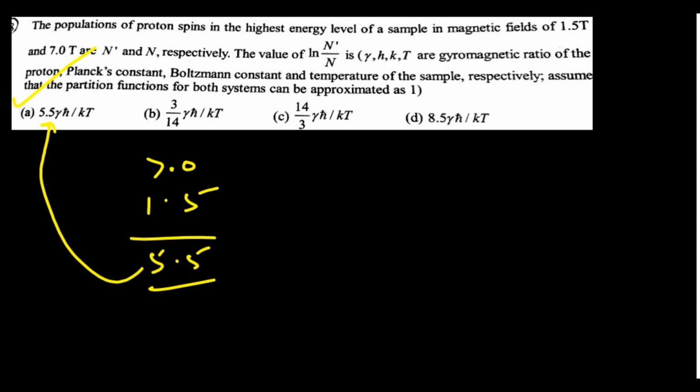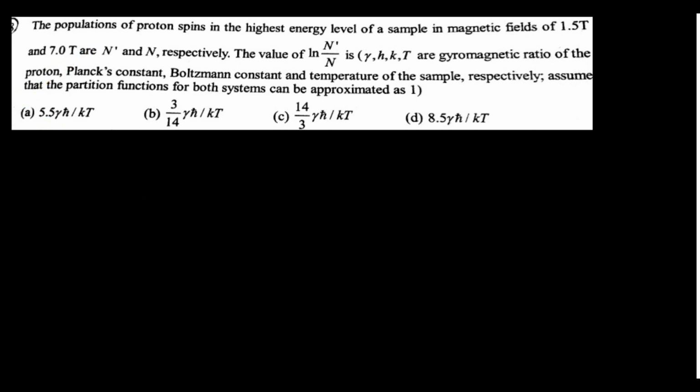But if you want, you can go for the physics also. Let me erase the things which I have shown you. Here, first of all, I am writing the population of the nuclei in the excited state. The question says the excited state is n dash and the ground state is n. The population of proton spins in the highest energy level of the sample: when you have the magnetic field of 1.5, the value is n dash, and when you have the magnetic field of 7.0, the number of nuclei should be n.